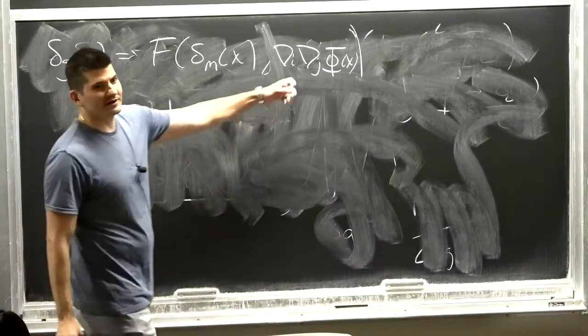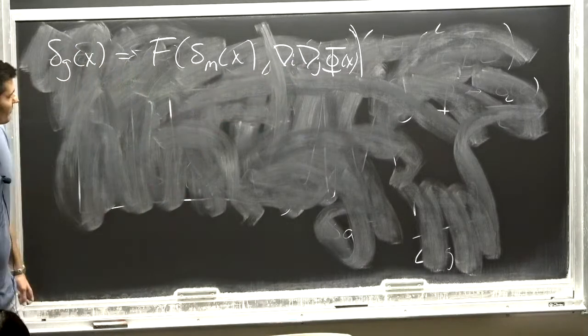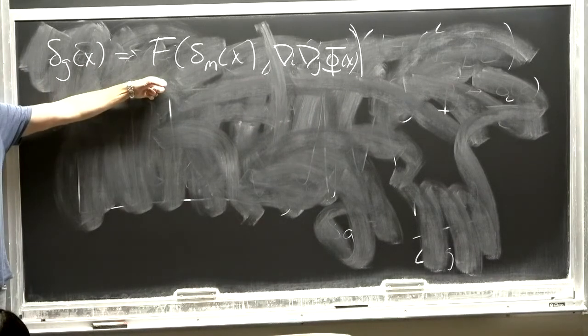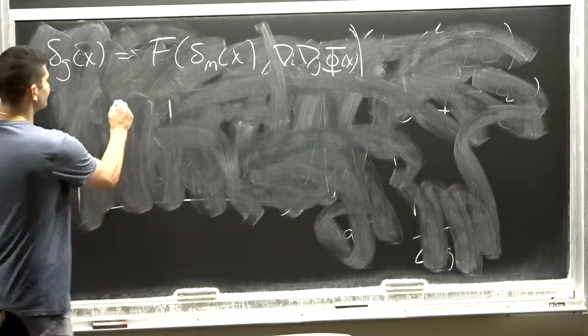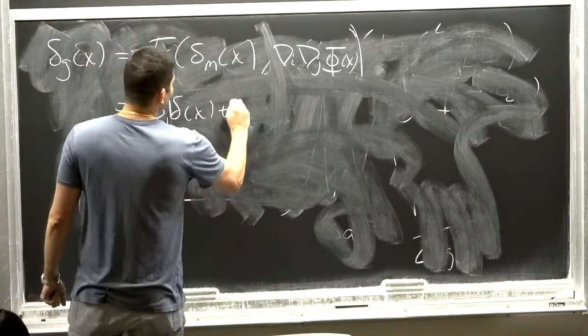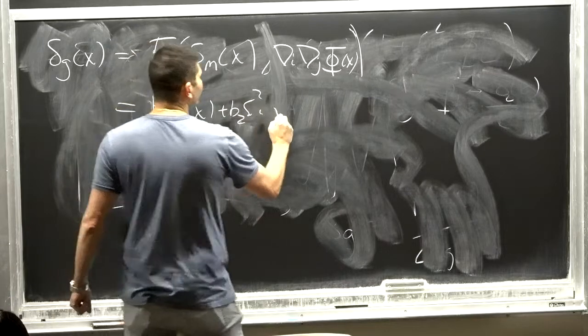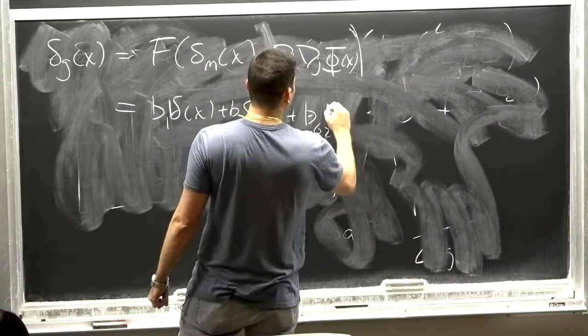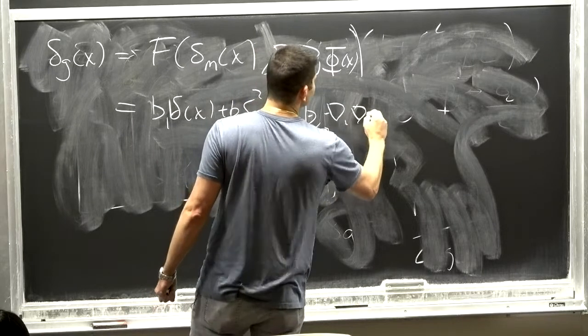So I can also add terms that look like this. But of course, nobody told me this function is linear, right? All I know is I can Taylor expand. So I can go b1 delta, b2 times delta squared, and so on. There's a thing called bG2, which is this tidal tensor squared.